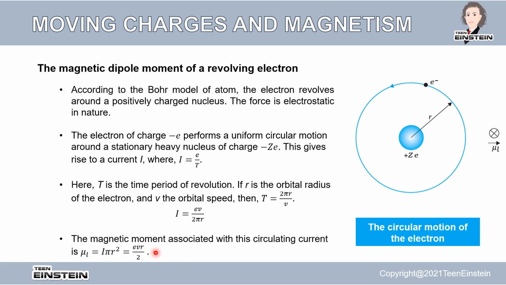So this is nothing but the magnetic moment associated with the circulating current. That means if one electron is revolving around the atom, it produces a magnetic moment. It acts as a magnetic dipole moment, and it gives rise to this much value. So that's what we calculated.